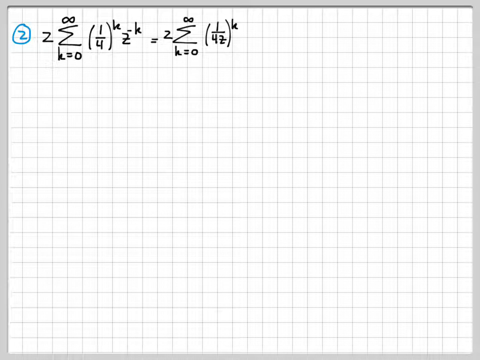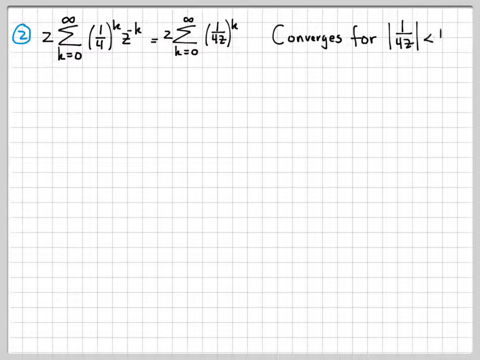z to the negative k is really z to the minus 1 to the k. z to the minus 1 is 1 over z, so I'll bring the 1 over z inside that first term, and I'll have 1 over 4z raised to the k. We know that this converges as long as magnitude of 1 over 4z is less than 1. Again, multiply both sides and invert, and we end up with magnitude of z is greater than 1/4. So just a little bit of algebra there isolates the magnitude of z, and we end up with magnitude of z greater than 1/4.